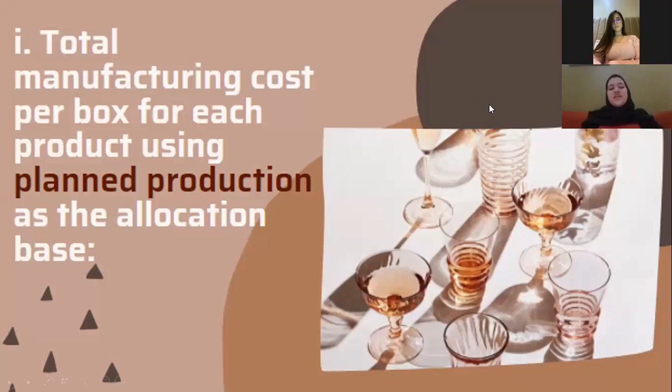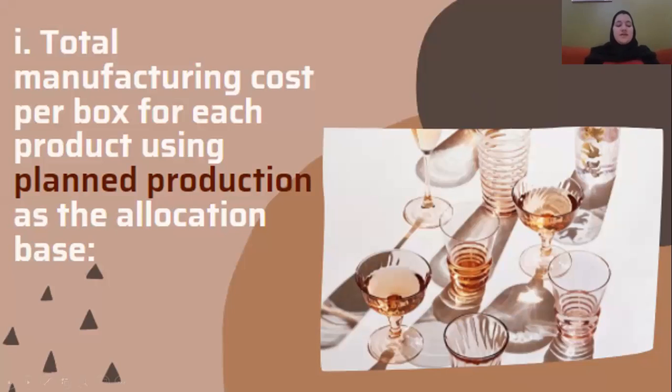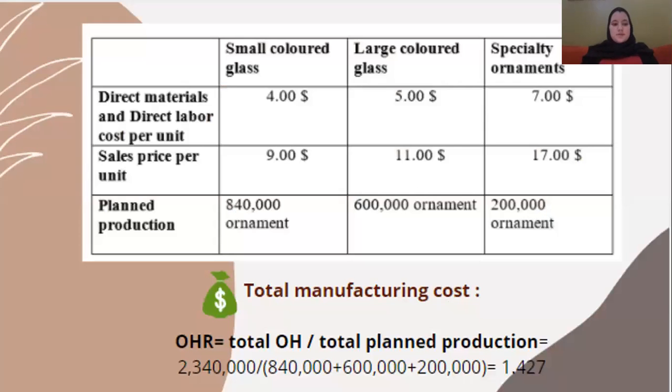Moving to the calculations that Carina does. First of all, to calculate the total manufacturing cost per box for each product using the planned production as the allocation base. Here, this table contains the basic information for each product: the small, large, and specialty glass.